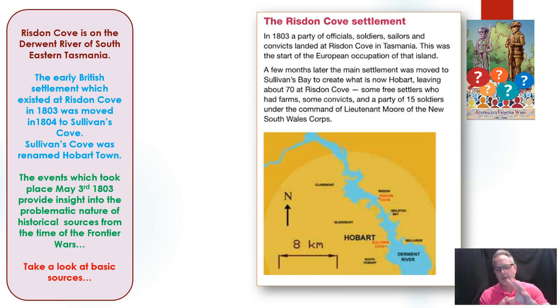With a little bit of research, I found out a little bit about what's going on. Risdon Cove, I know, is actually on the Derwent River down here in Tasmania, near present day Hobart. Originally, Risdon Cove was the first settlement of Hobart before in 1804 the settlement moved to Sullivan's Cove and that became known as Hobart Town, and the events we're looking at are happening in May 1803, and hopefully some other secondary sources will give us an idea of what actually the debate is around what's going on there.